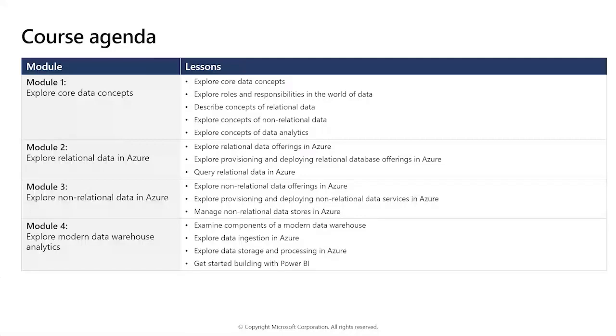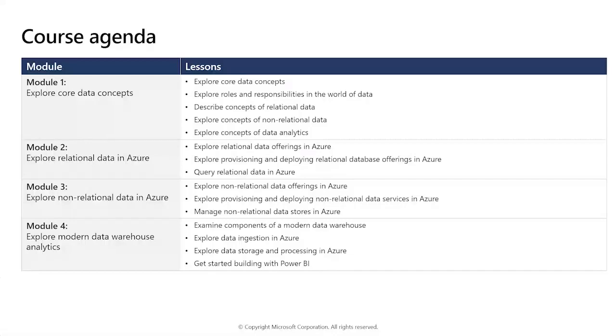In Module 2, we're going to explore relational data in Azure a little bit more in depth. So we're going to have a look at some of the relational data offerings in Azure, how to provision and deploy relational data offerings in Azure, and how to query relational data in Azure. In Module 3, we're going to explore non-relational data in Azure. And so again, we're going to have a look at how to provision and deploy non-relational data services in Azure. And we're also going to have a look at how to manage non-relational data services in Azure.